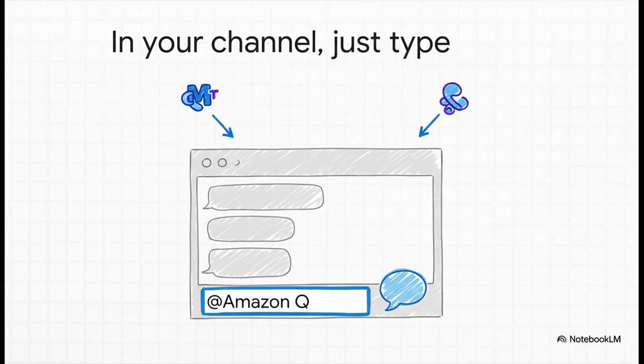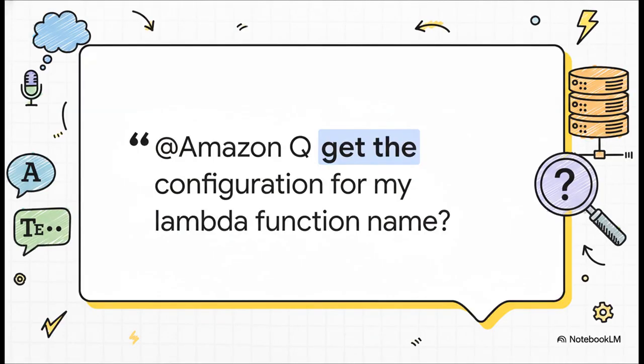Interacting with Q is about as easy as it gets. Once it's enabled in your channel, you just mention it by typing @AmazonQ and then ask your question in plain English. There's no special syntax or complex commands you need to memorize. Let's look at one last, really powerful example. Imagine you need to check the memory setting or the timeout for a specific Lambda function. Instead of clicking all over the console, you can just ask. This kind of direct query is a massive time saver for any dev team.